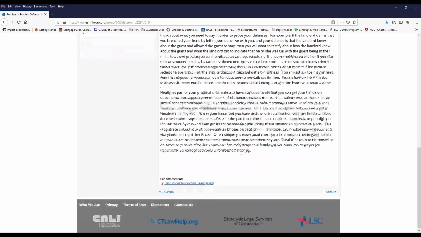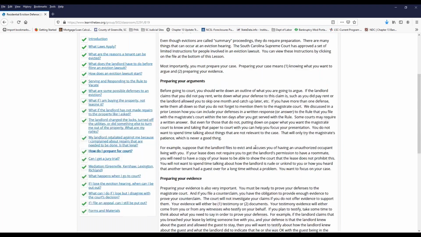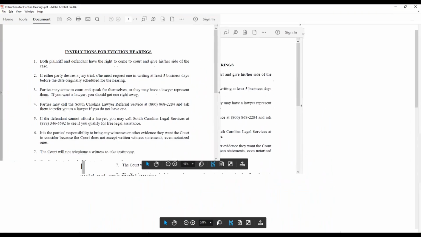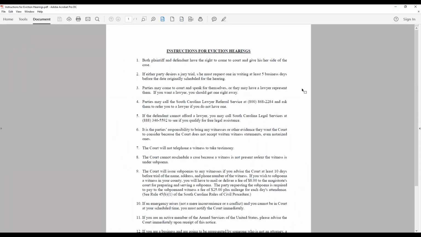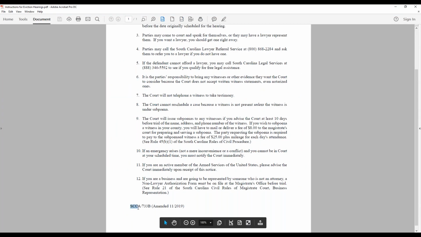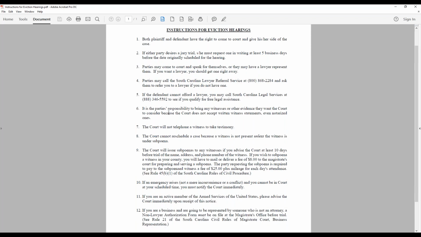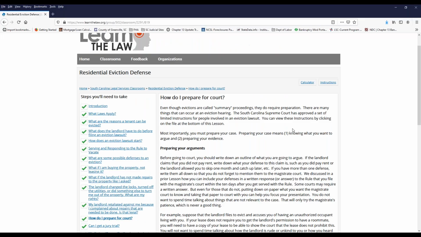There are some instructions that the South Carolina Supreme Court has approved for use. These instructions are supposed to be served to tenants with the rule to vacate or show cause. There's a specific South Carolina form number here. So they're supposed to be served with you, and they give you very basic information, such as the court will not telephone a witness. The witness has to come in. The court will not reschedule a witness because a witness is unavailable if you have not subpoenaed the witness. It talks about how to request the issuance of a subpoena, etc. So those are some basic instructions.